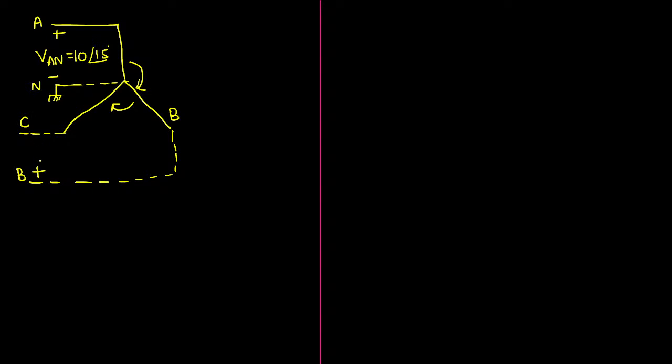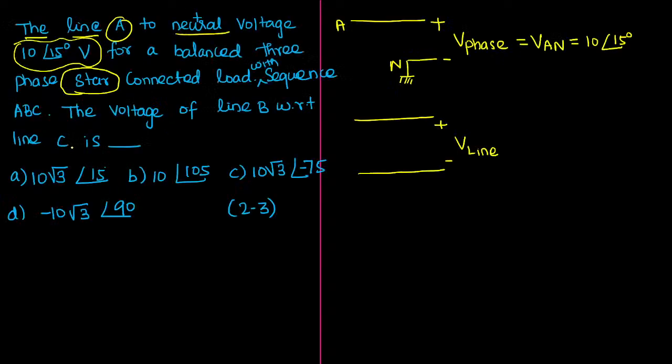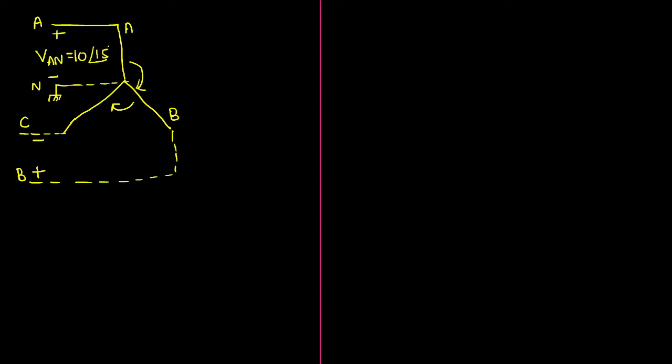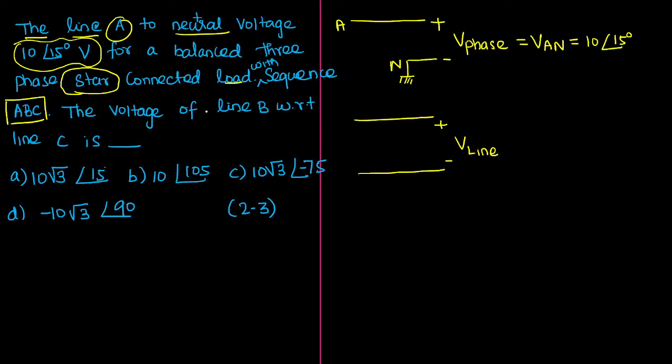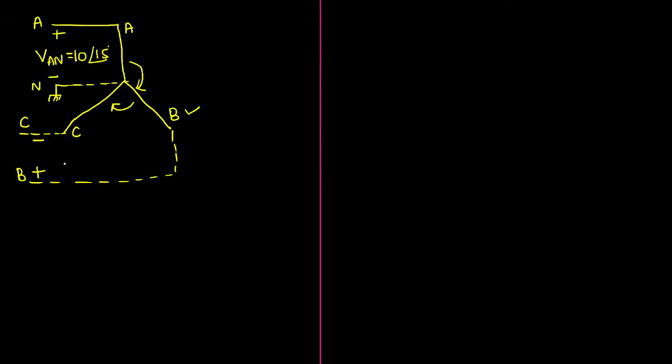Now they are measuring the voltage between B to C. If you observe the question carefully, it is a star connected balanced load, with the sequence of A, B, C. The sequence A, B, C means I should start from A, then I have to reach B, then I have to reach C. So A, B, C is the given sequence. Next thing is the voltage of line B with respect to line C. So the voltage of line B only they are talking about. We have to start from B and end up at C. So I can write VBC. The voltage of VBC is dash. That is the given question.